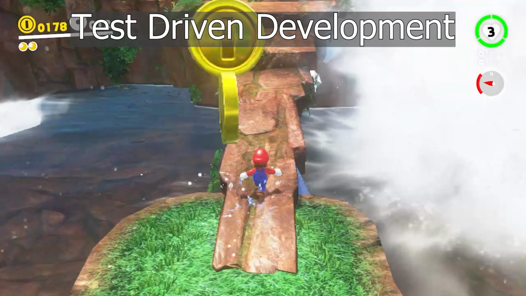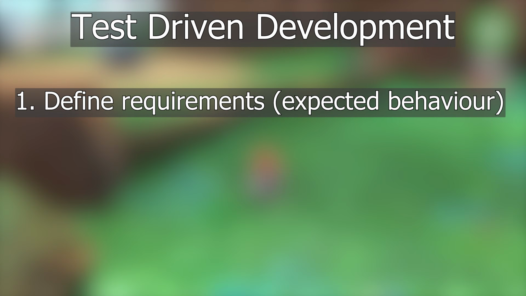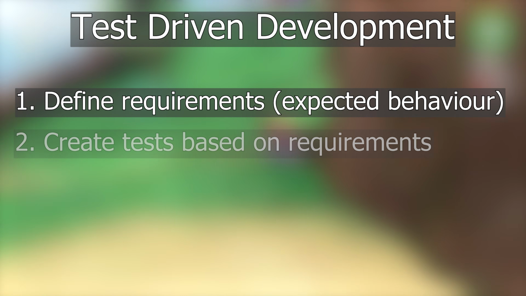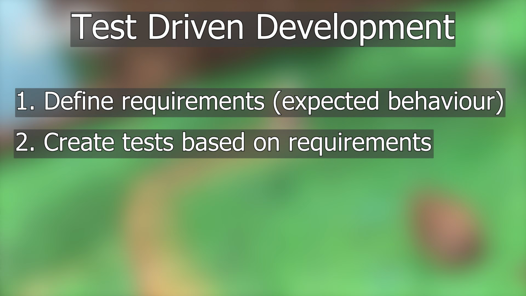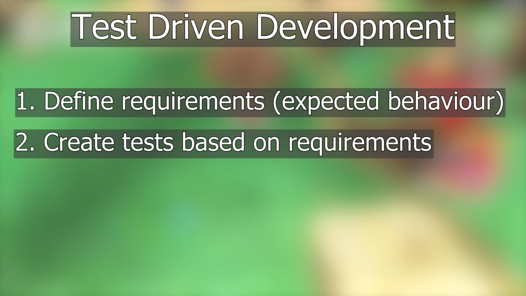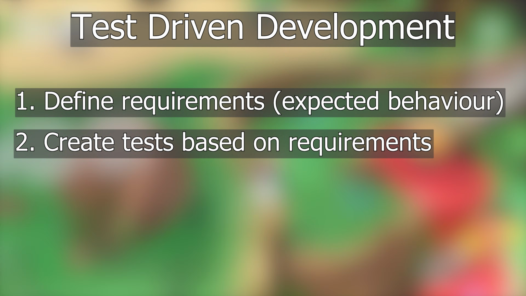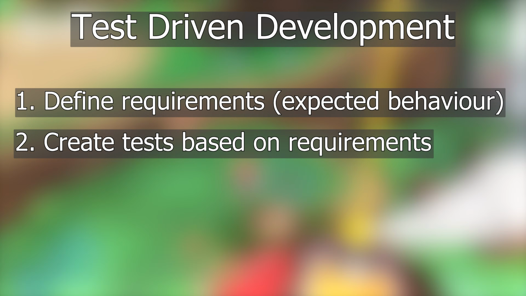TDD can be broken down into three main steps. First, define the requirement for a feature. Requirements define the expected set of behavior, and we'll get into an example of this shortly. Second, we need to create tests that stand for all the parts of these requirements and represent every aspect of them. That's the test part of test-driven development.